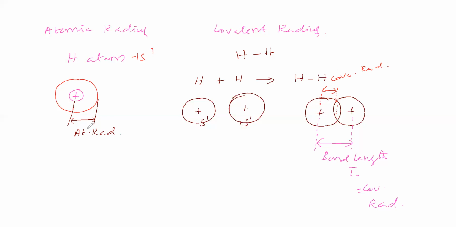Now you see what atomic radius is and what covalent radius is. Atomic radius means the center of the nucleus to the outermost boundary surface. Covalent radius means the center of the nucleus to the overlapping part, that distance we have to take. Now let us compare the atomic radius and covalent radius, whether they are equal or not. Atomic radius is greater than covalent radius.